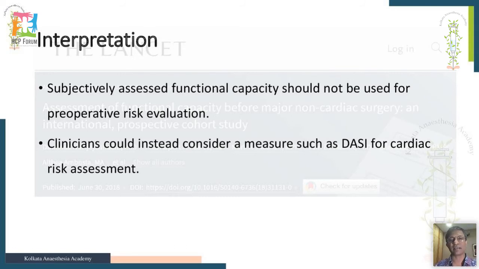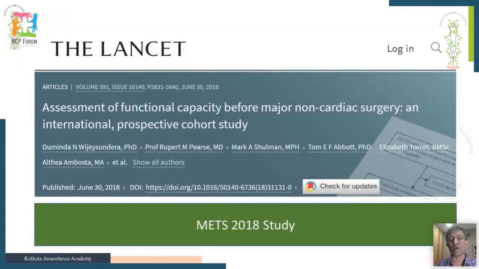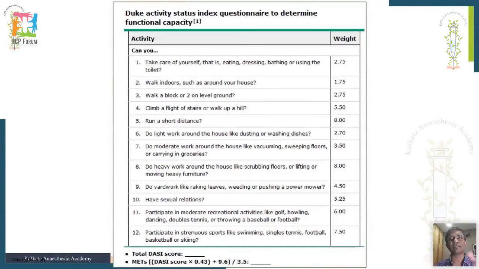So this METS 2018 made me revisit this chart and tell me that this is the one, and I need to take a little more time in figuring out their preoperative cardiac risk. And it is essentially, again, their own physical status, like can you take care of yourself, that one we assign 1 MET, you give a score of 2.75, walk a block on level ground, you give 2.75, you can climb a flight of stairs, you give a higher score like 5.5, and if you can run a short distance, you give a higher score of 8.